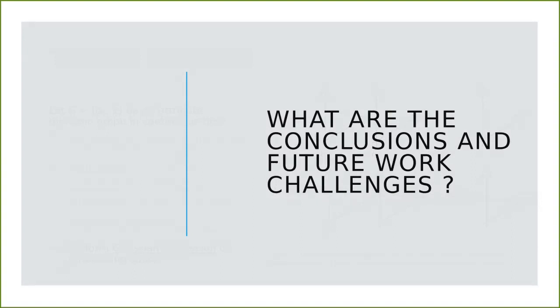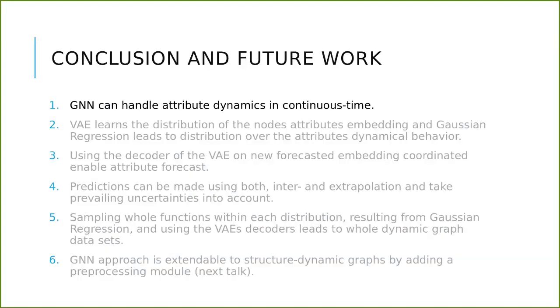So now, how can we conclude and what are the further future work challenges? First of all, our GNN can handle attribute dynamics in continuous time, which up to now was still an open problem. Using the variational autoencoder, we learn the distribution of the node's attributes embedding coordinates for each timestamp. And the Gaussian regression in the embedding space leads to a distribution of the node's attributes dynamical behavior.